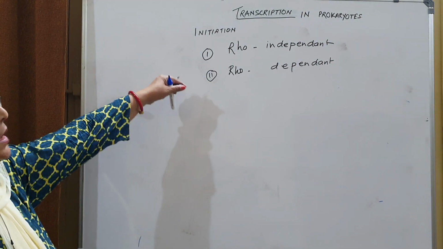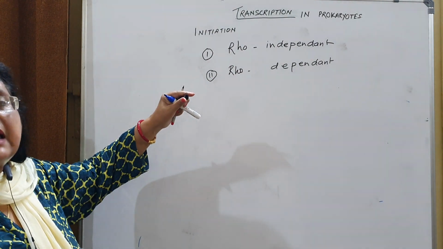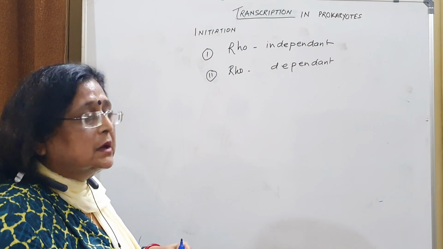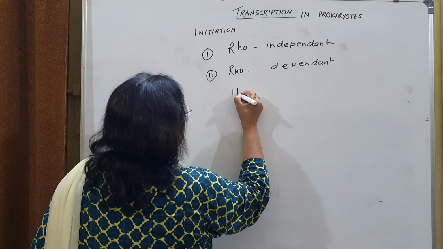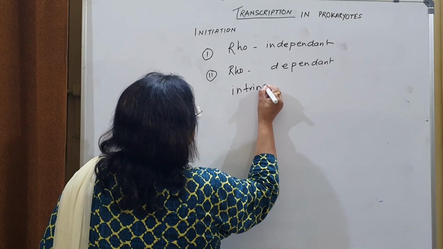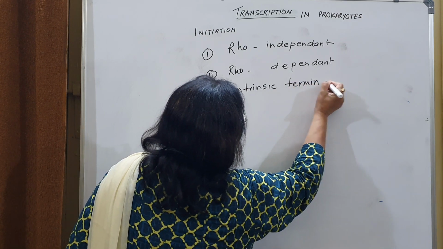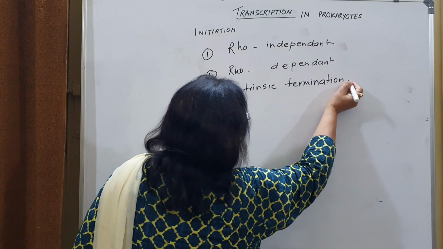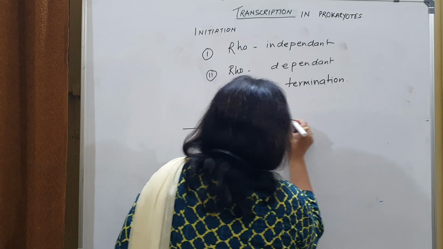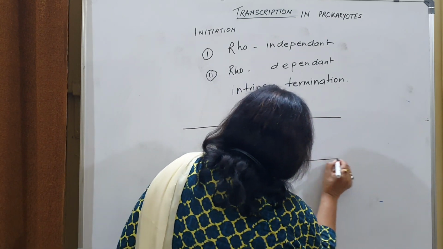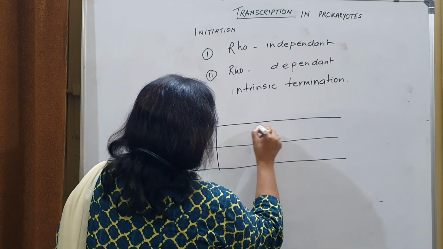Now Rho independent is the form of termination where we do not need any enzyme from outside. It is an intrinsic termination, also known as intrinsic termination, because we do not need any enzyme from outside. So now let us see how it happens. This is a DNA structure. Here the base pairs are there.